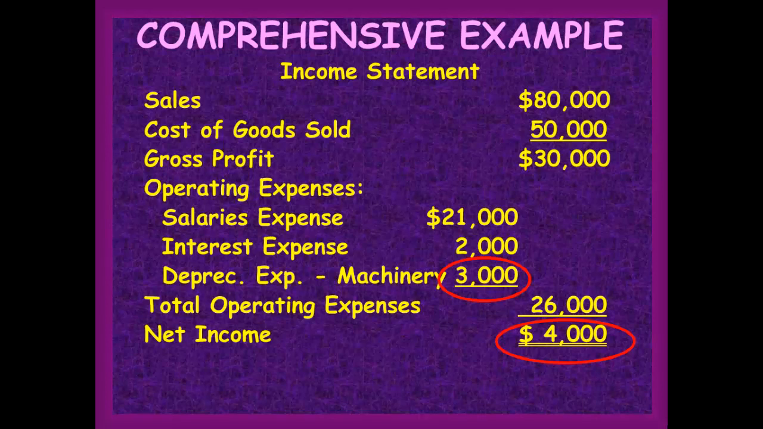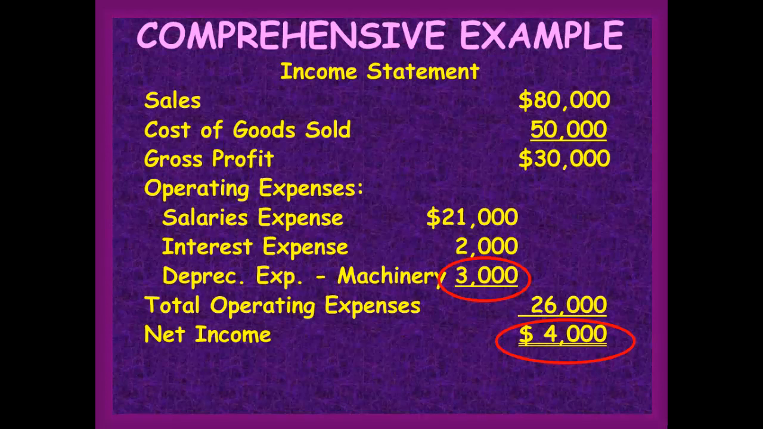So what if they told you the beginning accumulated depreciation? They didn't tell you depreciation expense. They told you the depreciation on the assets you sold, and they told you the ending. Could you work backwards and figure out the amount of depreciation expense? Yeah, that wouldn't be very nice, but I'm going to mention that to you because sometimes in homework they're going to do that.